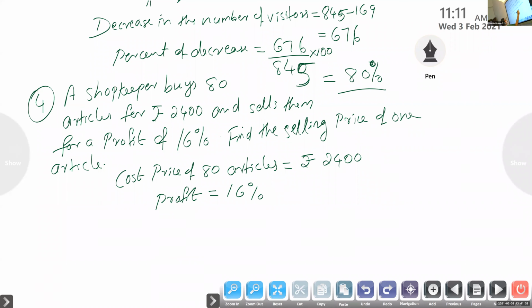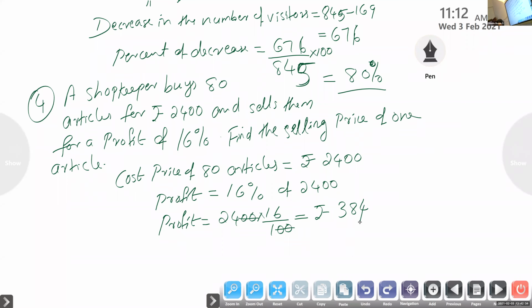So profit is equal to 16% of what? 2,400. So profit is 2,400 into 16 by 100. Find out how much profit he got. Cost price is 2,400 and profit percentage is 16%. So his profit is 2,400 into 16 by 100, which is 384.